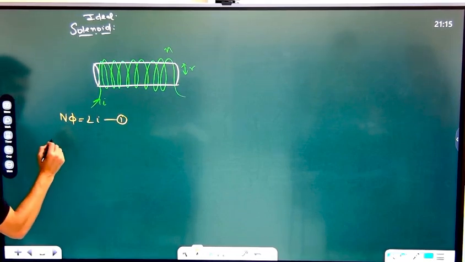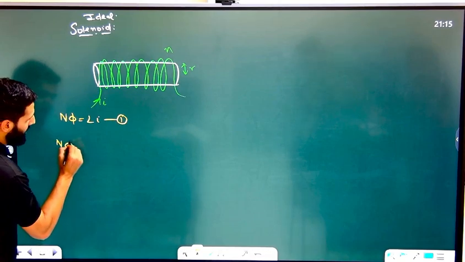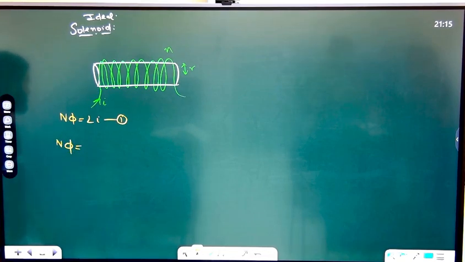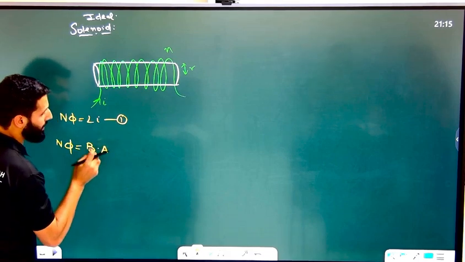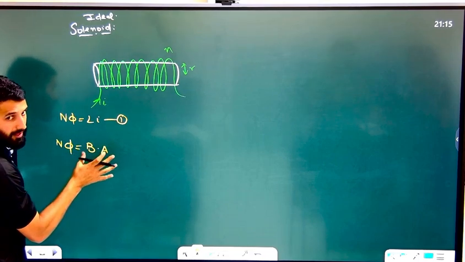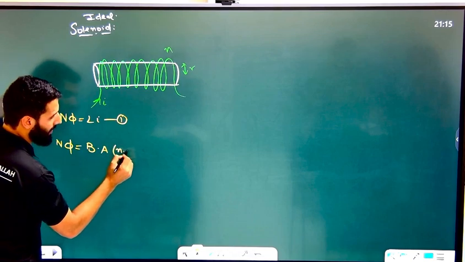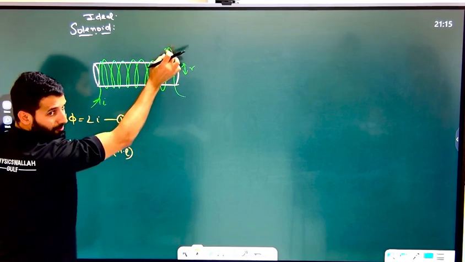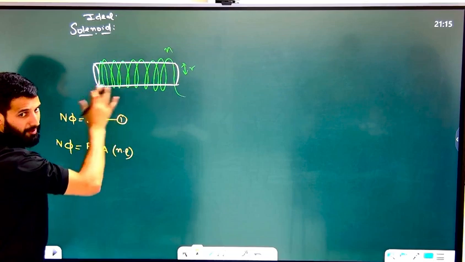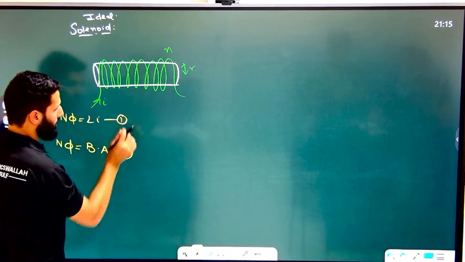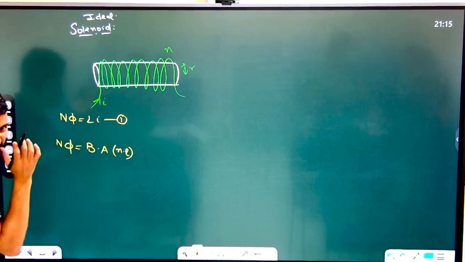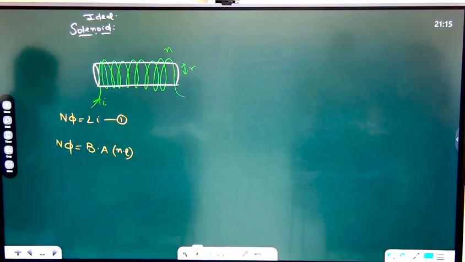So can I write its flux in another way also? N phi will be equal to BA, right? BA multiplied by this total length, we will multiply by n into L, right? Number of loops, total flux I am calculating. Total flux for one loop, but in terms of the solenoid B.